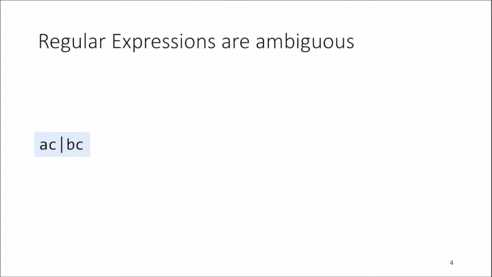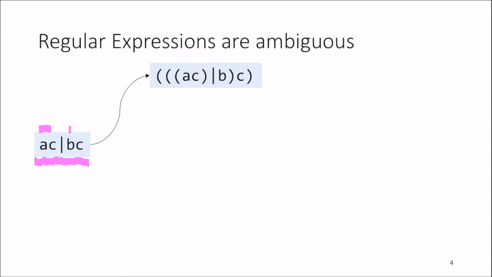Regular expressions are ambiguous, as you might have realized while using them. So if I have an input regular expression, AC or BC, there are many different ways to interpret that regular expression. So for example, depending on where you put brackets or how the operators are applied. As you can see, there are two concatenations here, one between A and C and another between B and C, and then we have this OR in the middle, right? So we have these three operators. Depending on what those operators are taking as arguments, you can get different interpretations of this regular expression.